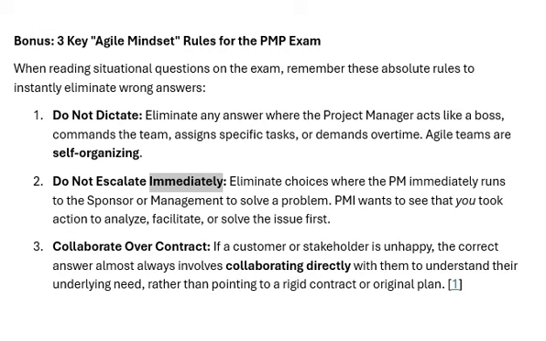Do not escalate immediately. Eliminate choices where the PM immediately runs to the sponsor or management to solve a problem. PMI wants to see that you took action to analyze, facilitate, or solve the issue first. Collaborate over contract. If a customer or stakeholder is unhappy, the correct answer almost always involves collaborating directly with them to understand their underlying need, rather than pointing to a rigid contract or original plan.